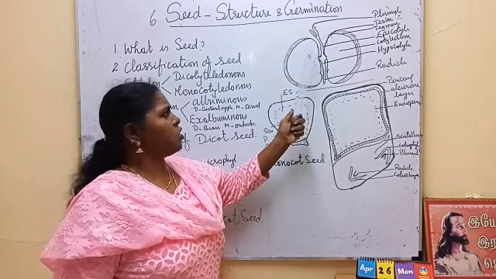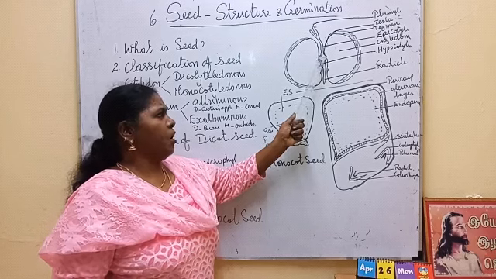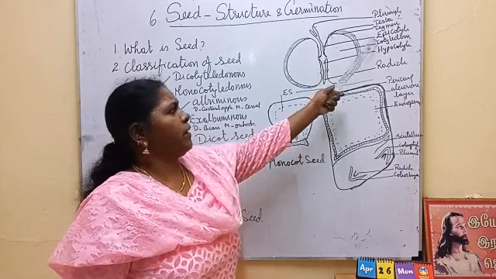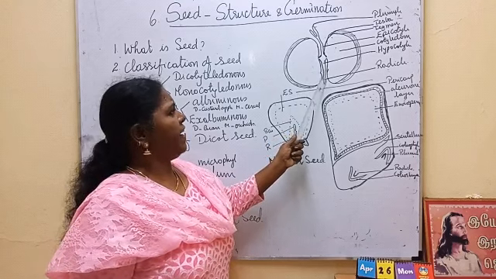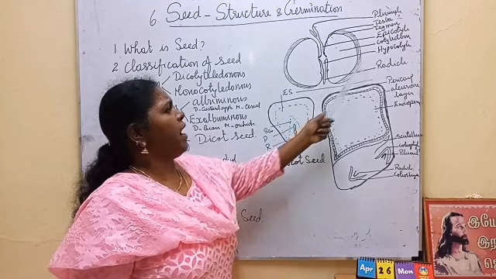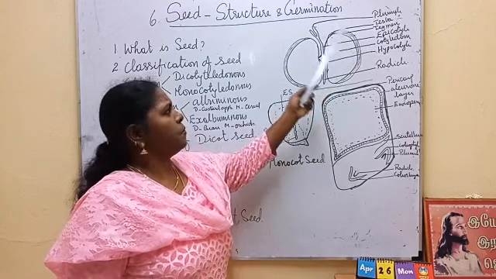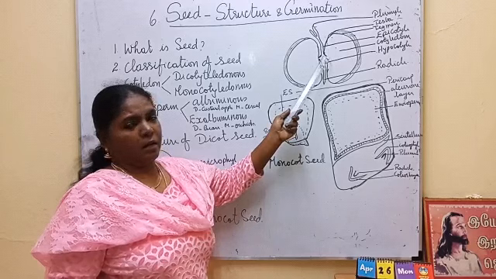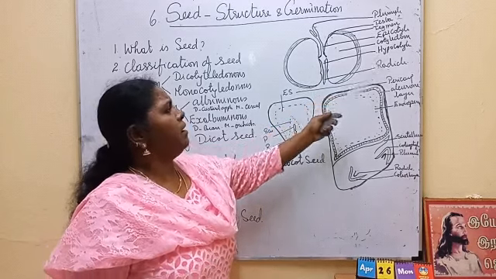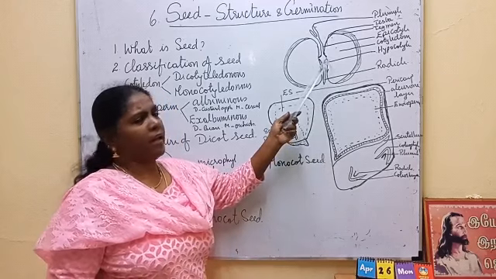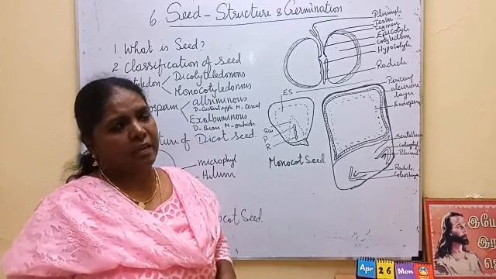The portion which connects the plumule and the axis of the cotyledon is called the epicotyl. The portion which attaches the radicle with the cotyledon is called the hypocotyl. So the epicotyl connects the plumule with the embryonic axis, and the hypocotyl fixes the radicle with the embryonic axis. Okay, so this is the structure of the dicot seed.